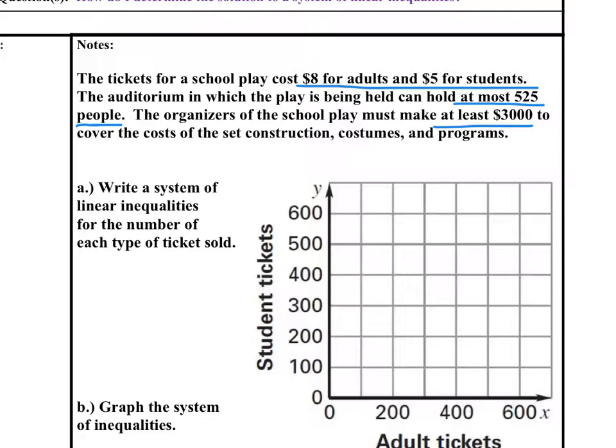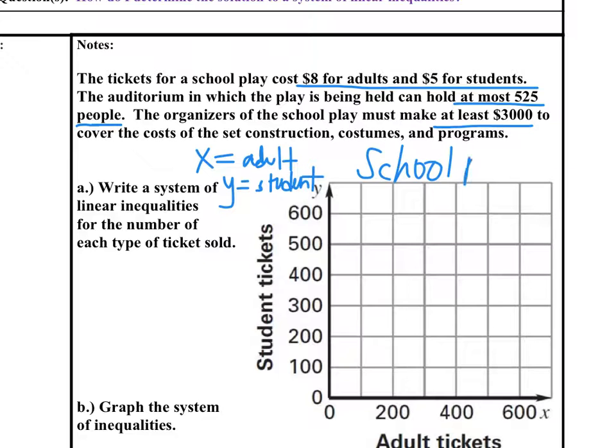We've got adult is x, that's already labeled on there, and student is y. So I'm just going to label that so I know. And this is about a school play, so I'll give that a title. School play. Okay, $8 for adults, x, plus, what should I put next? 5y, $5 for each student. And that has to be, it's not equals, it says at least $3,000.